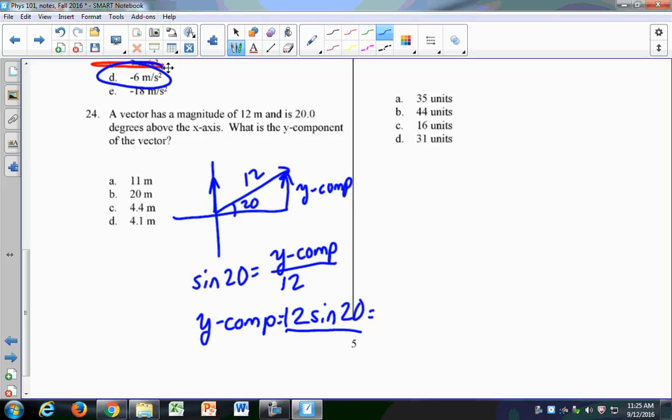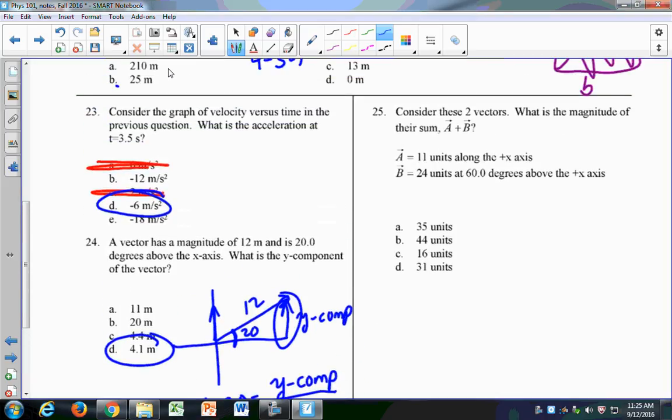I know it's a small number, by the way, because this angle is small, and so I know that my y component is going to be less than half of 12. Is that clear? Yeah, you're welcome.